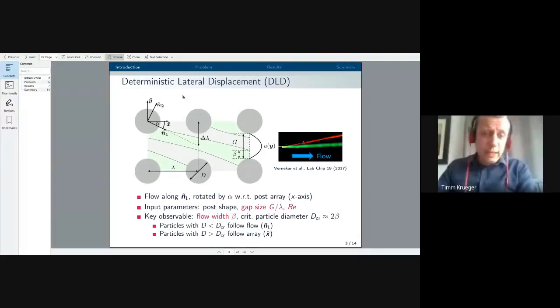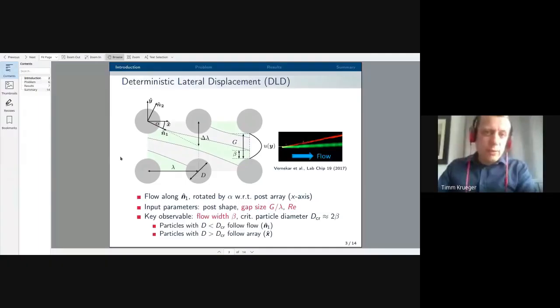And here the ideas are the following. If you have an array of obstacles with a gap in between, this gap is called G, and you have a flow that is slightly tilted with respect to the array axis. If you look carefully, the array axis is the x-axis, but the flow is slightly tilted, and there's an angle, as you can see here. Now, as a consequence, you can find streamlines that end up in a downstream post at some point. And if you follow this streamline back, it passes the upstream post in a given distance, which you can see here. It's called beta.